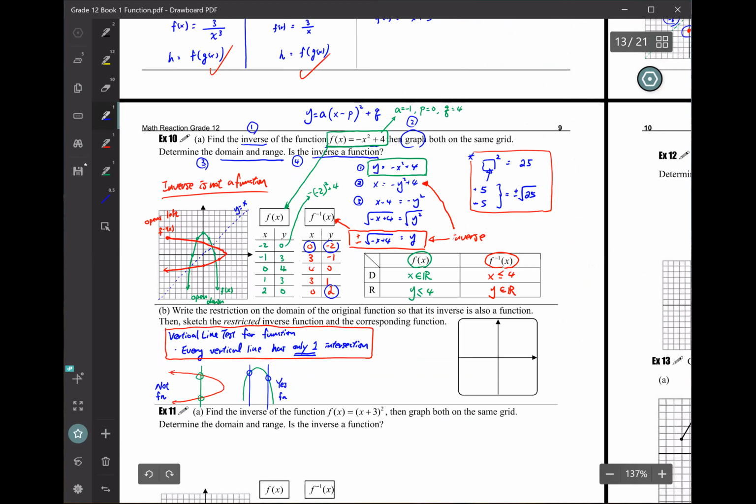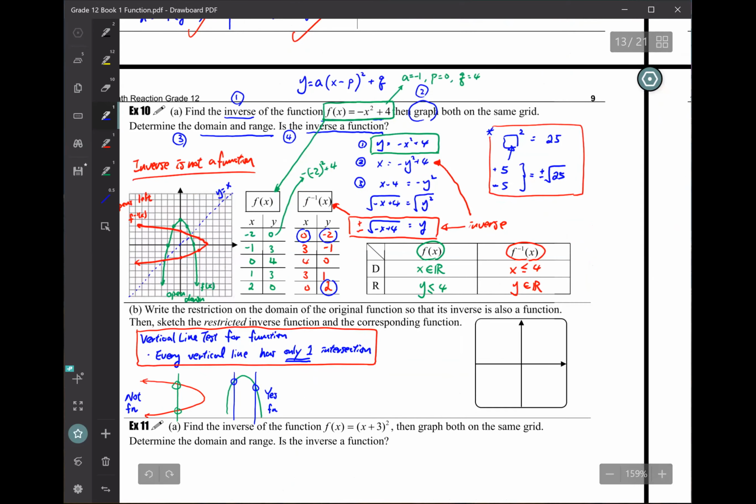Any questions so far? Okay, so that completes just part A. We answered 4 things here. Just recap really quickly. First, we get the inverse function, and then we graph by swapping the points. And then we get the table. And then we check if it's a function, okay? Make sure you master how to do these 4 things.